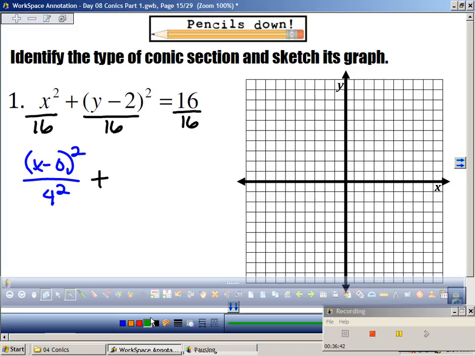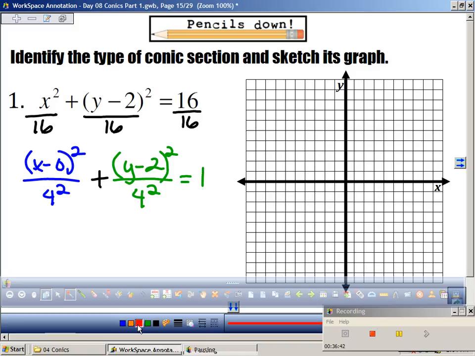I have a plus, and then I have a y minus 2 squared over 4 squared. So just like in the last screen, I ask myself, are they both squared? They are. So I know it's not a parabola. Do they have the same sign? Are they both plus? They're both plus, so it's not a hyperbola. Do they have the same coefficient?